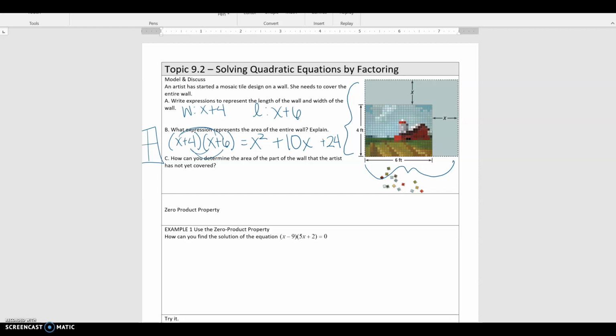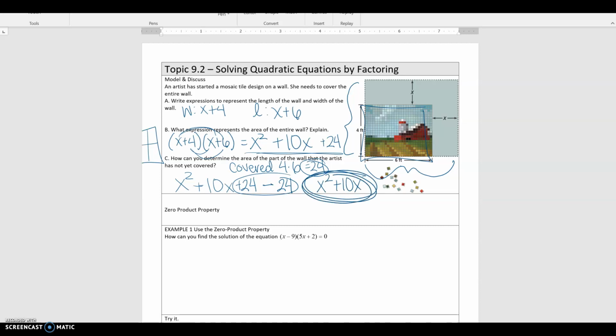Then how can you determine the area of the part of the wall that the artist has not yet covered? So he's covered this much already. So covered would be 4 times 6, which is 24. And so you would take that and subtract it from this. So x squared plus 10x plus 24, and then we would subtract 24 from that. So these two would go away and we would be left with x squared plus 10x. And this would be our final answer for that C1.